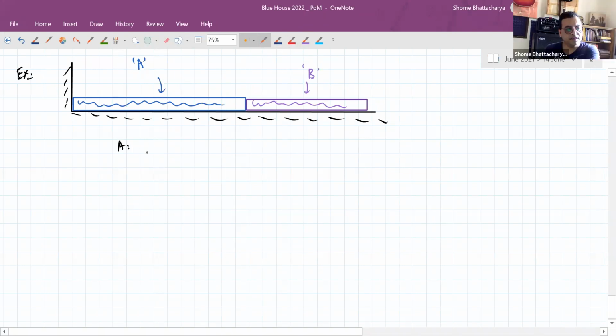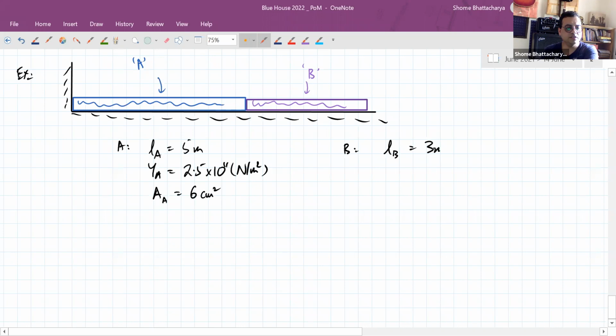A has a natural length of 5 meters. The material has Young's modulus of, let's say, 2.5 into 10 raised to 11 Newton per meter square, and the area of cross section that it has is, let us say, 6 centimeters square. Whereas B has a natural length of, let us say, 3 meters. The Young's modulus of the material is 6 into 10 raised to 11 Newton per meter square, and the area of cross section of the rod B is, let us say, 4 centimeters square.